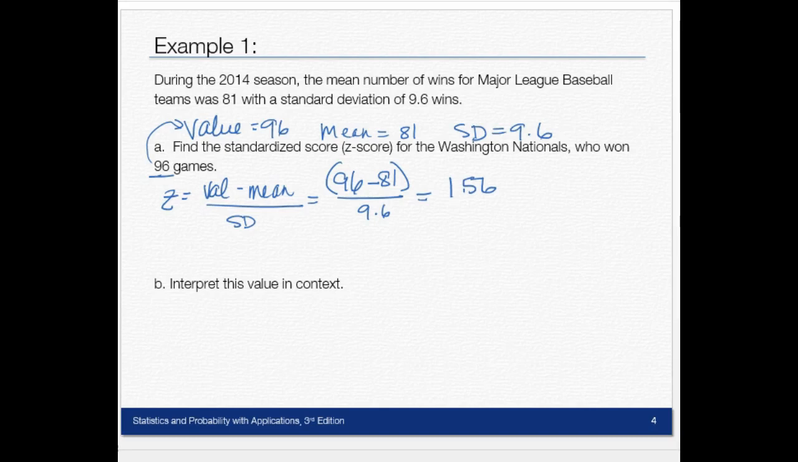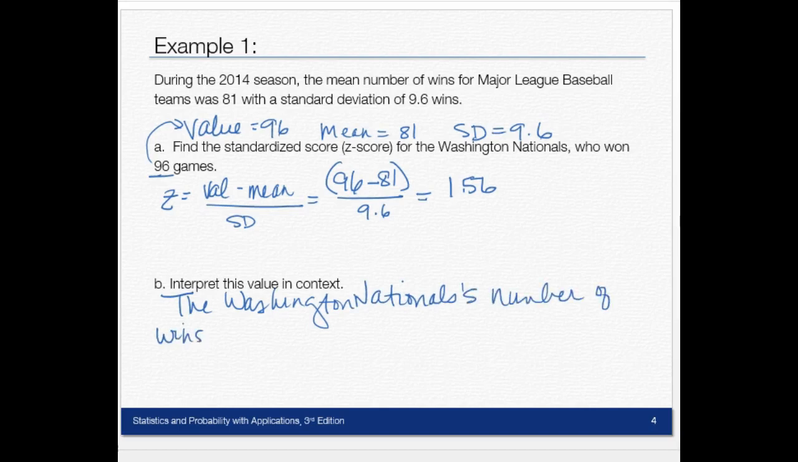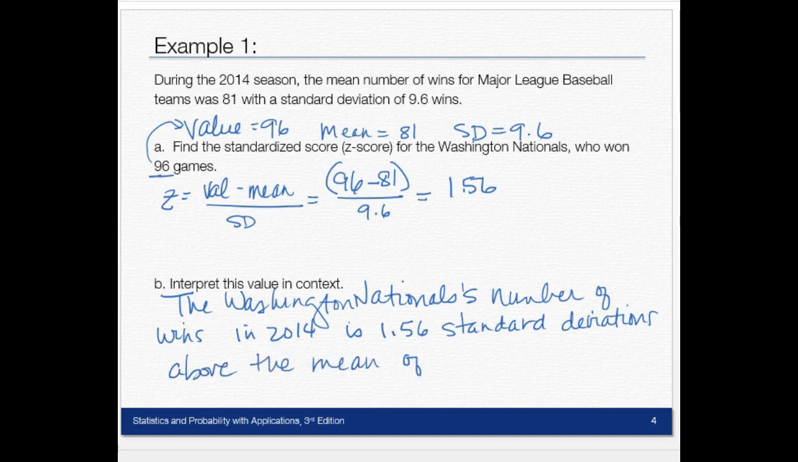So we need to interpret this value. We would say the Washington Nationals number of wins in 2014 is 1.56 standard deviations above the mean of 81 wins. Okay? So that gives you an idea of how you would interpret.